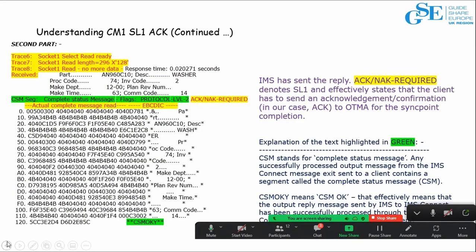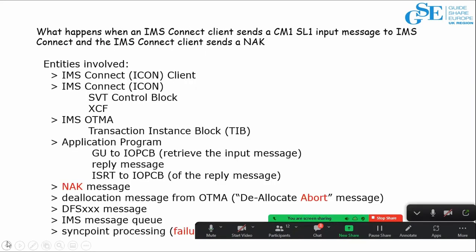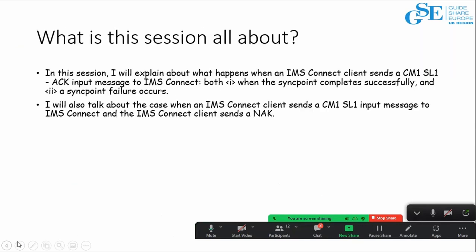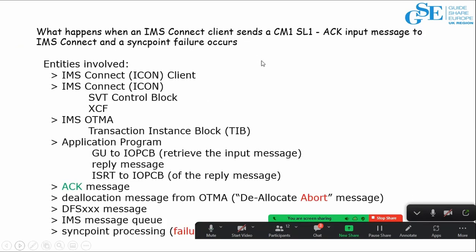And now what we'll do is we will go to our third case. And remember, we talked about two cases, an IMS Connect client sending a CM1 SL1 ACK. The first case was sync point processing happened successfully. Number two was sync point failure occurred.